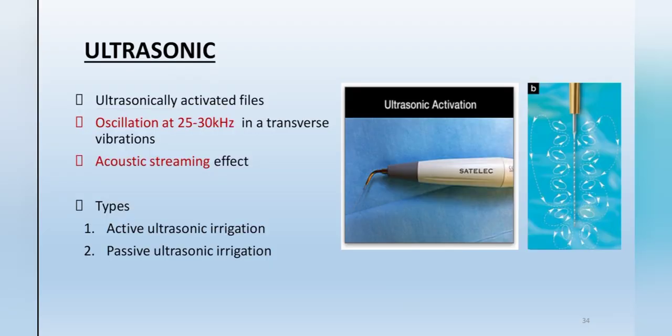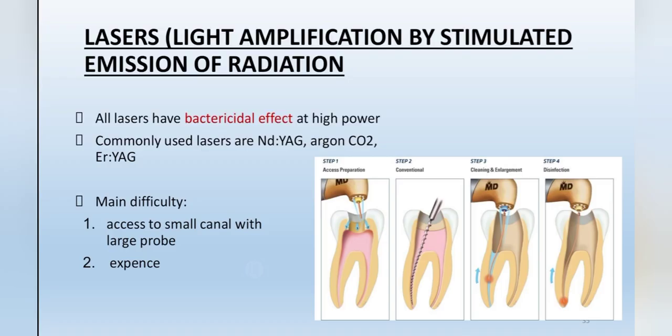In ultrasonically activated files, there is oscillation at 25 to 30 kHz in transverse vibrations, with an acoustic streaming effect. Two types of ultrasonic irrigation are there, active and passive.